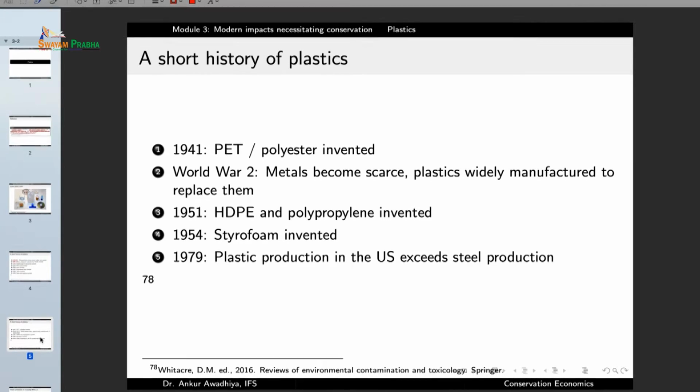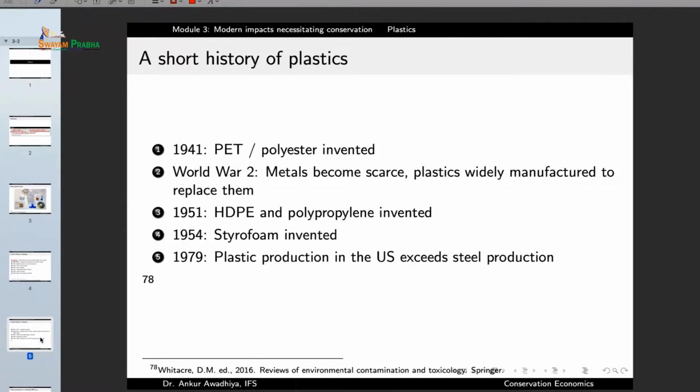And then a major change came in World War II when metals became scarcer and plastics started being widely manufactured to replace them. So, here again, there was a trade off because people did not have access to metals, and metals were very largely required for a number of things. So, people started shifting towards plastics. So, this was a big trade off during the Second World War.